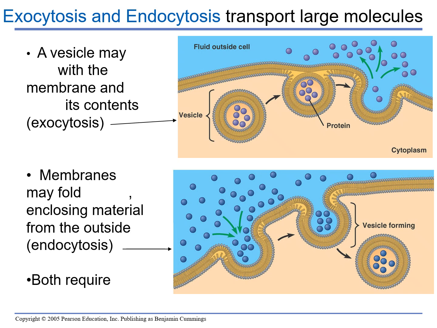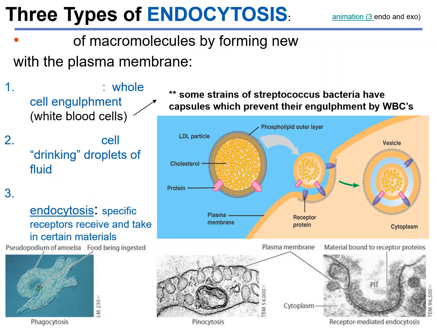Now let's look at exocytosis and endocytosis transporting larger molecules. A vesicle may fuse with the membrane and expel its contents, which is exocytosis, and a membrane can also fold inward and close in the material from the outside, which is endocytosis, and they both require energy. On the first image, you see exocytosis. The molecules are being sent out, but in the second image, the molecules are being taken in, which is endocytosis.